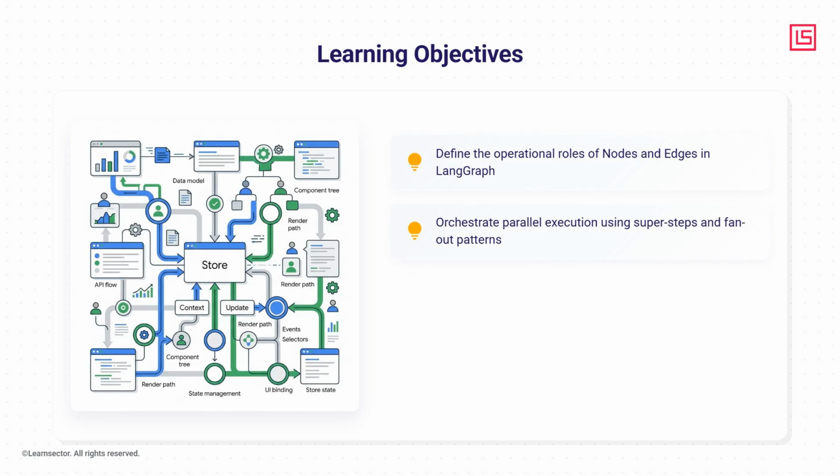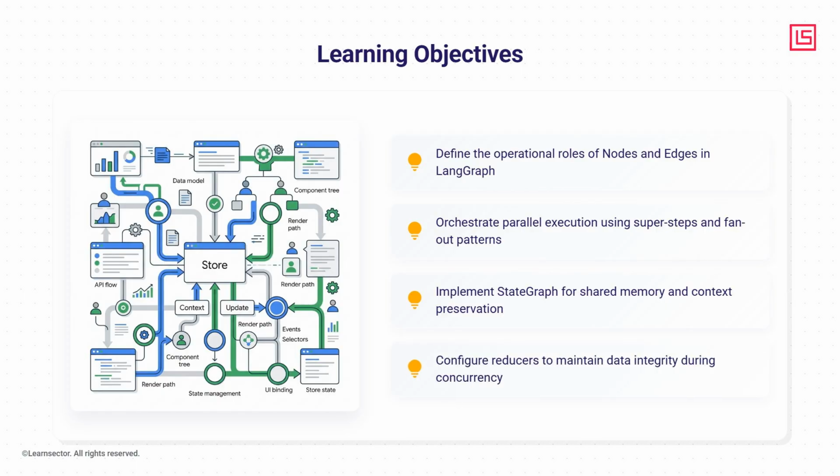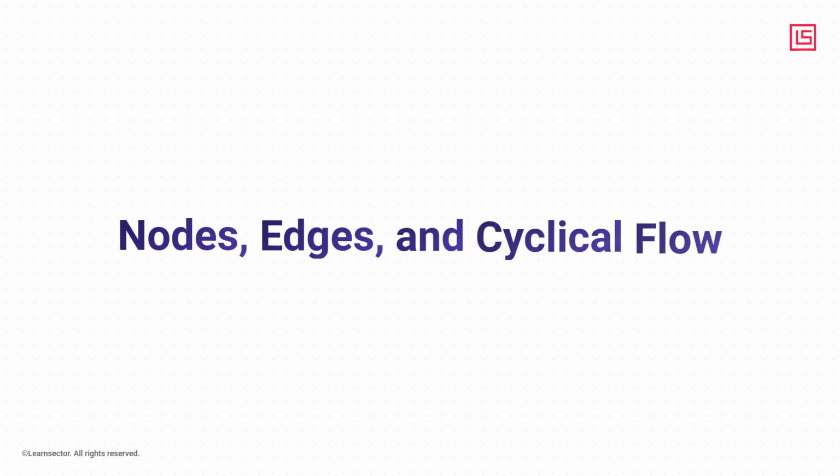You will also learn how to implement state graphs for robust shared memory while configuring reducers to maintain absolute data integrity during highly concurrent operations. We begin our exploration by examining the fundamental building blocks of cyclical workflows, focusing specifically on nodes, edges, and how they interact to create intelligent execution paths.